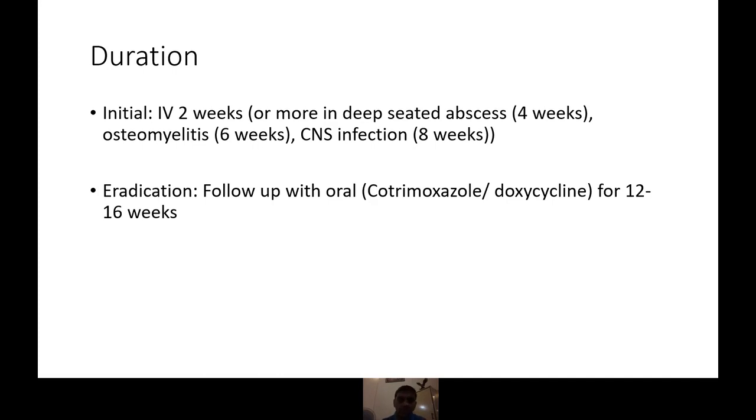So once this acute or intensive treatment is given, you give oral antibiotics for about 3 months generally. Usually we give cotrim, oral, or doxycycline. That is to eradicate. As you know, the bacteria can survive in the body and then later on reappear, just like tuberculosis. So eradication treatment is also essential after the acute situation is sorted out.